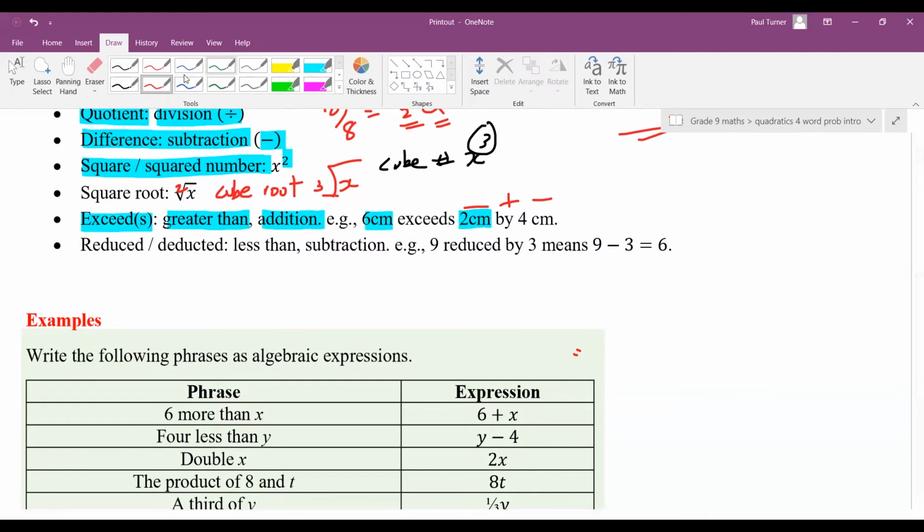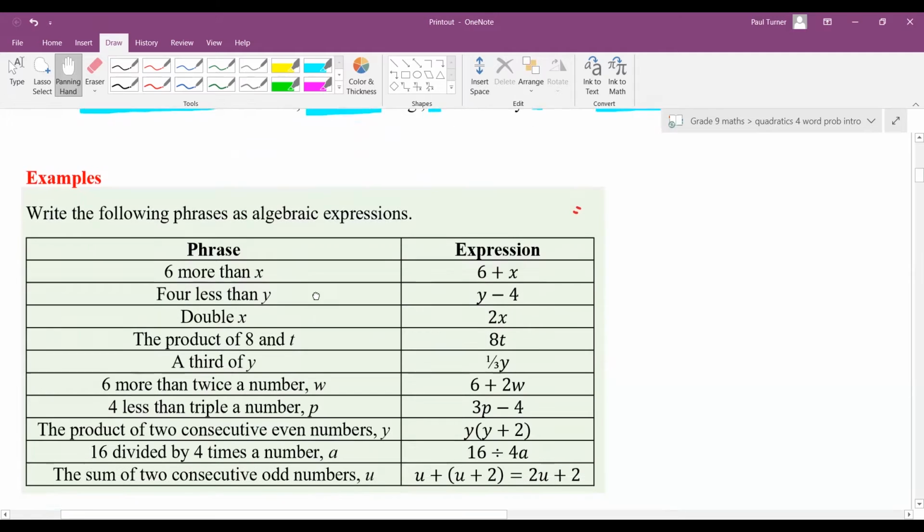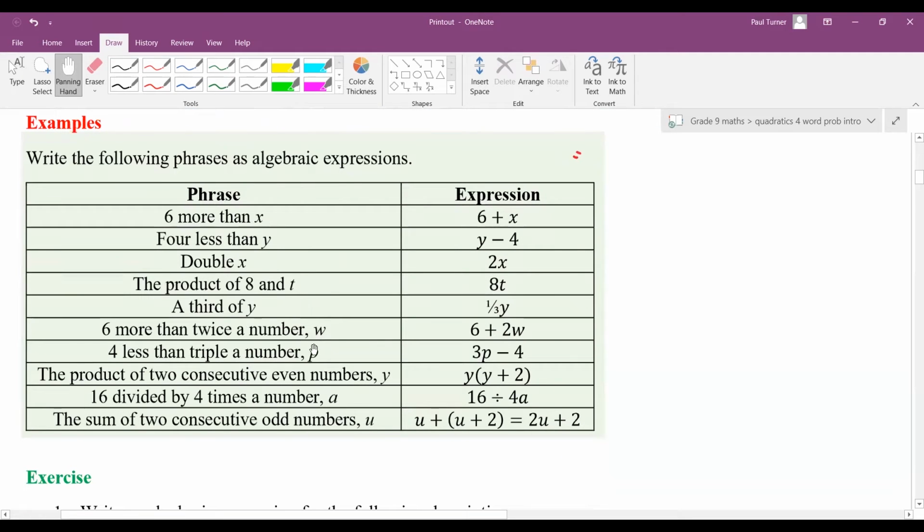Now, reduce means to subtract, make something smaller. So if you got 80% on a test and I deducted 5%, you'll get 75, okay? It's a subtraction. So 9 reduced by 3 means 9 minus 3, which is 6. So if you got 9 on the test and I reduce your score by 3, you would subtract 3. Okay, you'll get less. You'll get 6.